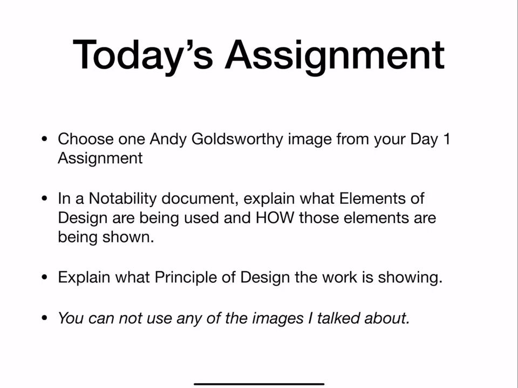So for today's assignment, I want you to choose one of the Andy Goldsworthy images from your day one assignment. In a Notability document, explain what elements of design are being used and how those elements are being shown. I don't want you to just write, he's using shape, form, texture, space. You have to tell me how he's using shape, form, texture, space. So what is a shape? Where do you see texture? Where do you see space? Those are the types of thorough explanations I want to see.